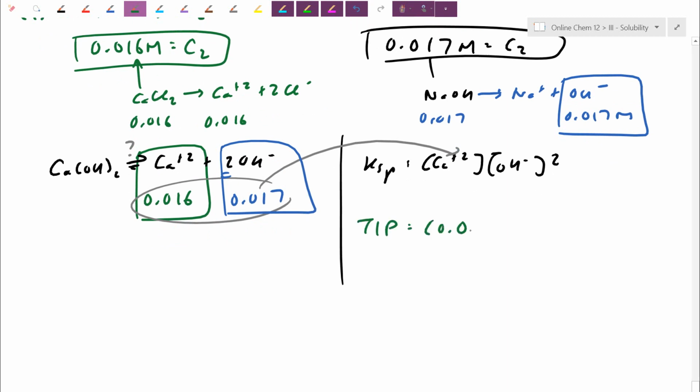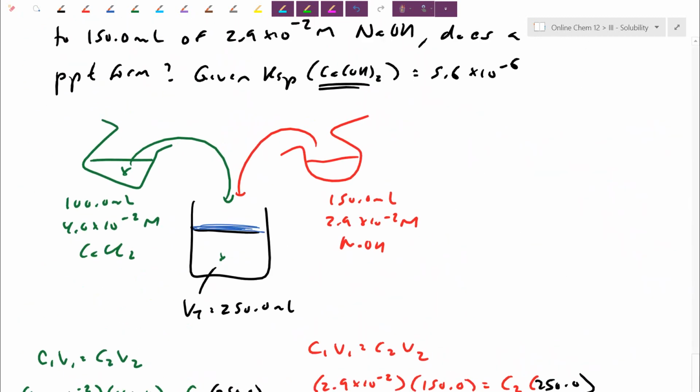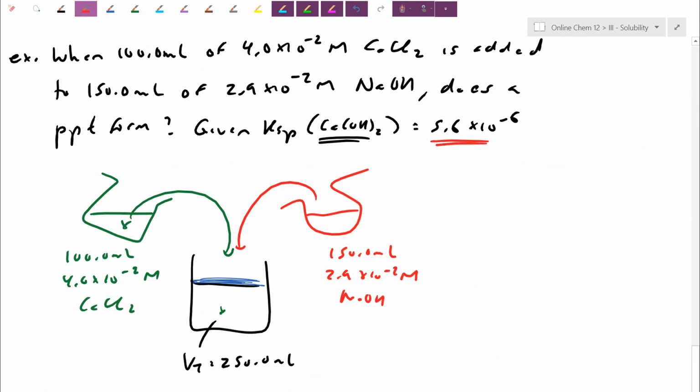My trial value, currently my calcium upon dilution, 0.016. My hydroxide upon dilution, 0.017. I still have to square it. My trial value is currently 0.016 times this 0.017 squared. I'm getting 4.8 times 10 to the negative 6. Okay, so that's my trial value. That's currently what my equilibrium constant would look like. My trial value here of 4.8 times 10 to the negative 6 this time is actually a little bit less than this 5.6 times 10 to the negative 6. Not by much, but enough.